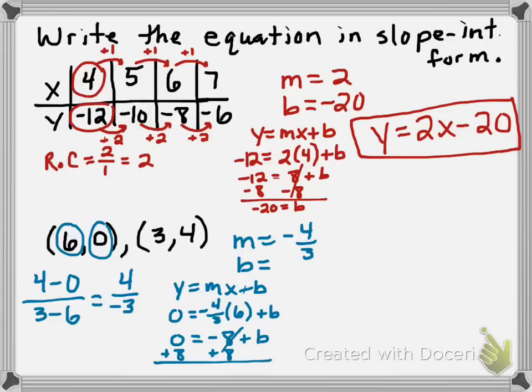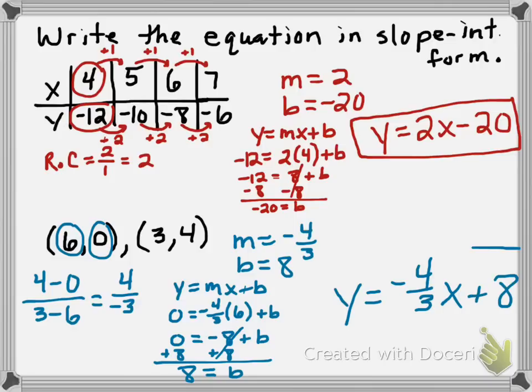And again, you can just use your calculator to figure out that negative 4 over 3 times 6 is negative 8. Okay, and then you have to add 8 to get rid of the negative 8, so you get b equals 8. So now that I have m and b, I know that my equation is y equals negative 4 over 3x plus 8.